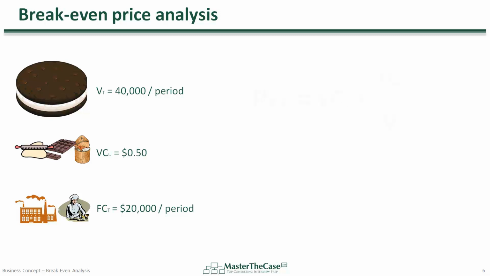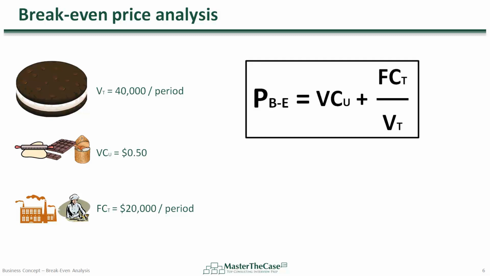Next, we'll plug the variables into the break-even price formula, which is also very simple. Specifically, we'll find the sum of the unit variable cost on one hand and the total fixed cost divided by the total volume on the other hand.